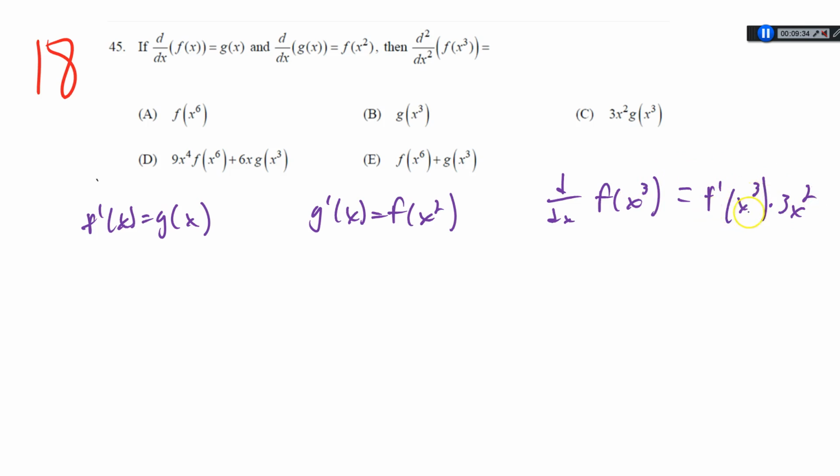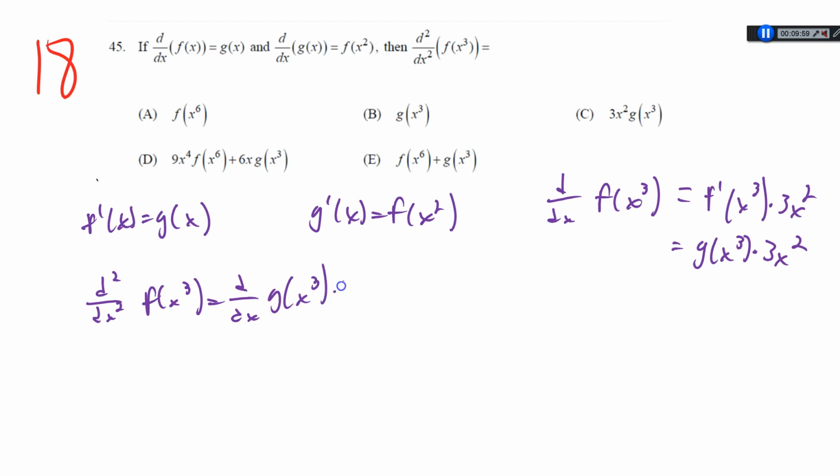Well, we have something about f prime, though. F prime is g. Interesting. So this is g of x cubed times 3x squared. Okay. Now let's do the second derivative. So the second derivative, d squared dx squared, of f of x cubed is going to be the derivative of what we just found, the derivative of g of x cubed times 3x squared.